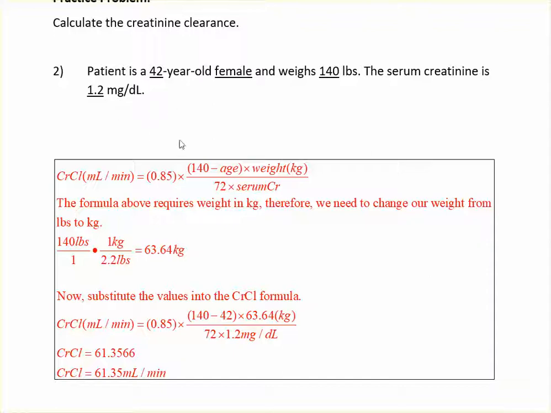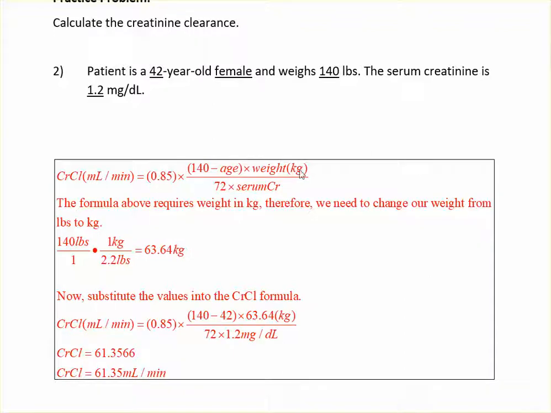I've underlined what I think are the most important parts of the problem that we're going to bring into this. To find the clearance level, we're going to be using this formula with 0.85 because she's a female, subtracting the age from 140, multiplying by the weight. And on the bottom, the denominator is 72, that's a constant, times the serum level.